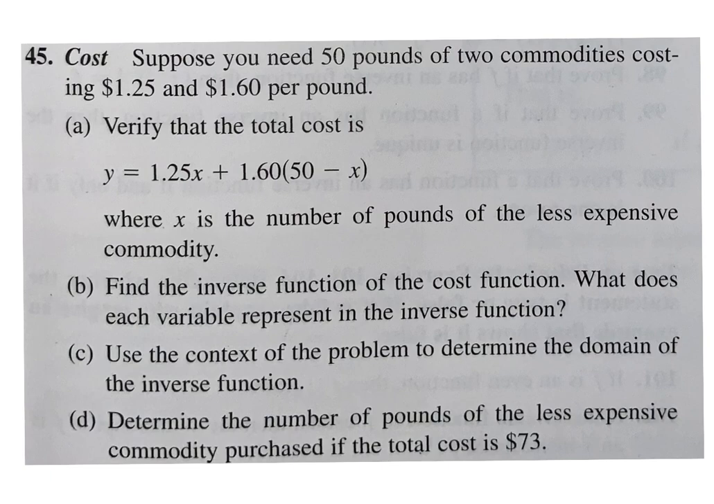It says suppose you need 50 pounds of two commodities. We'll call them A and B. Like a cheaper and a more expensive one. One's $1.25 a pound, one's $1.60 a pound. Verify first that the total cost would be this. Well, it's $1.25 times the first guy and $1.60 times whatever's left over from the 50 pounds.